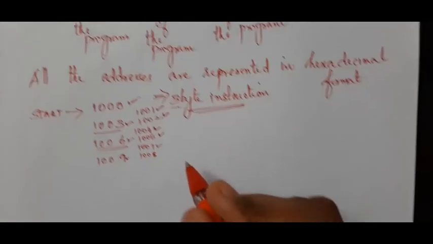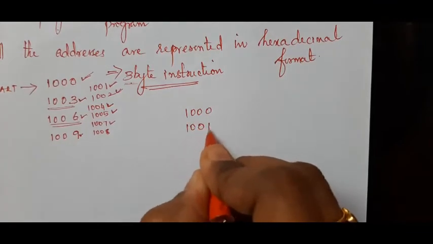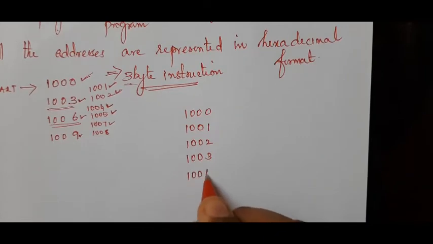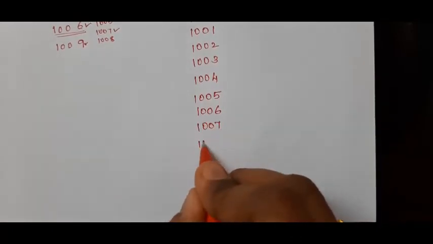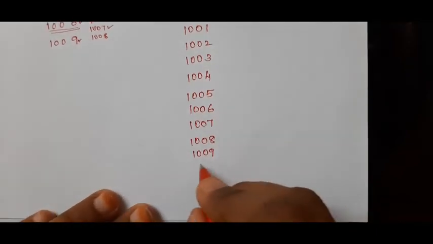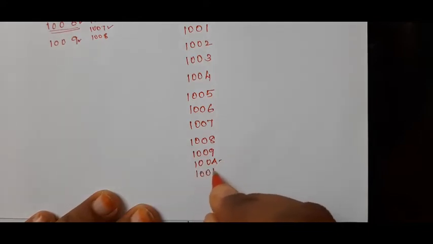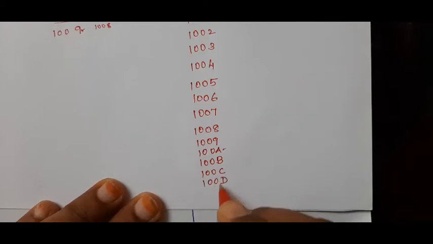Now, hexadecimal format, in the sense what? We start here at 1000, 1001, 1002, 1003, 1004, 1005, 1006, 1007, 1008, 1009, and next it starts from 100A. After 9 comes A, then 100B, 100C, 100D, 100E, 100F.